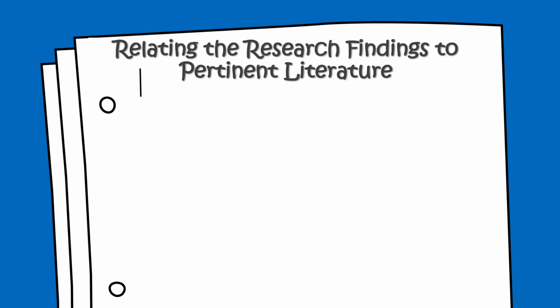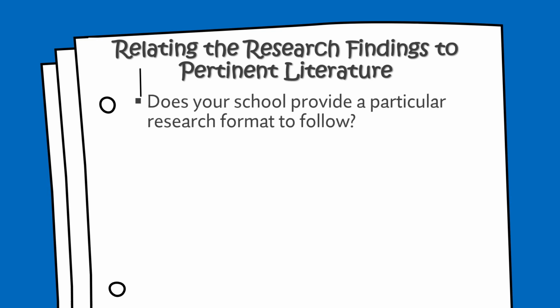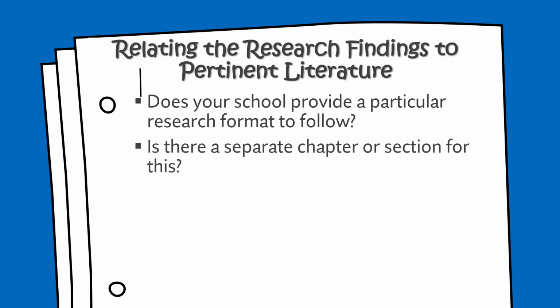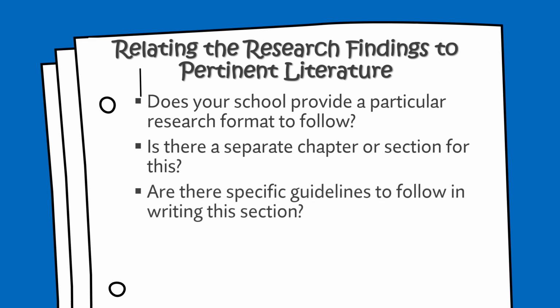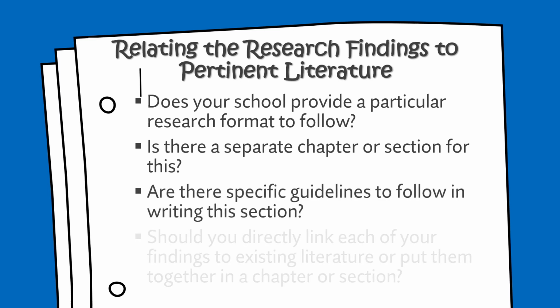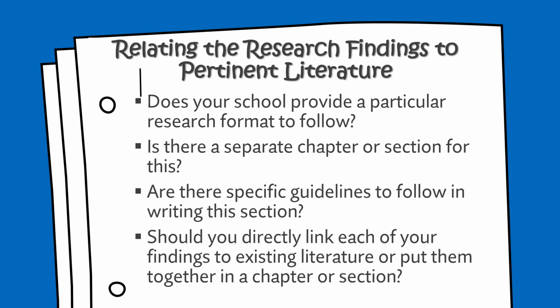Here are some reminders in writing the section on relating the research findings to pertinent literature, which are listed below. You have to ask yourself the following questions. Does your school provide a particular research format to follow? Is there a separate chapter or section for this? Are there specific guidelines to follow in writing this section? Or should you directly link each of your findings to existing literature or put them together in a chapter or section? If these questions need clarification, you have to consult your research advisor or your research teacher.